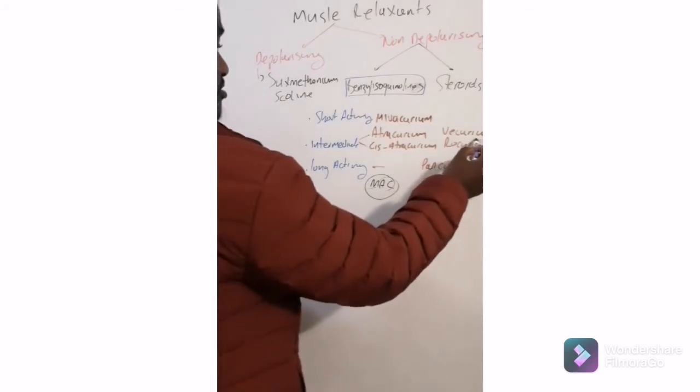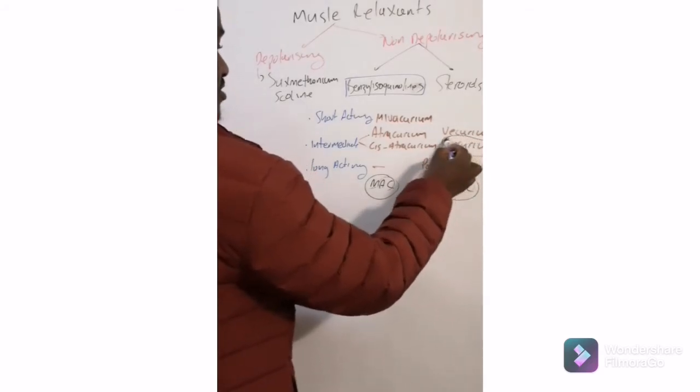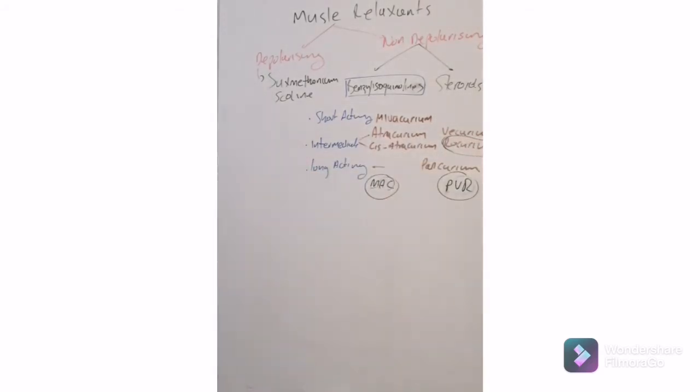Very commonly used drug. Rocuronium is the most commonly used drug, so I think it's worth knowing almost everything about it. So those are the classes and the drugs that are found in those classes.